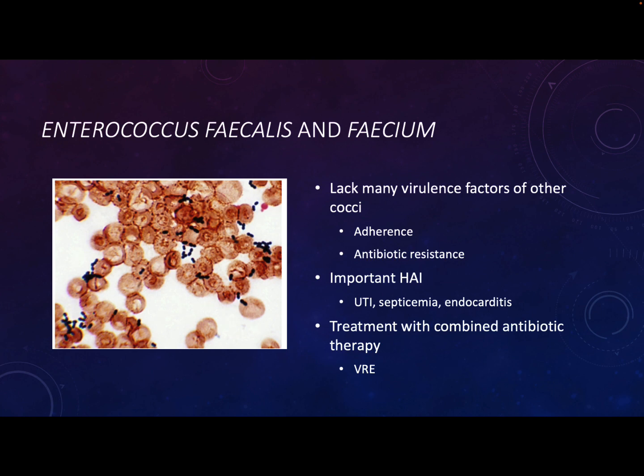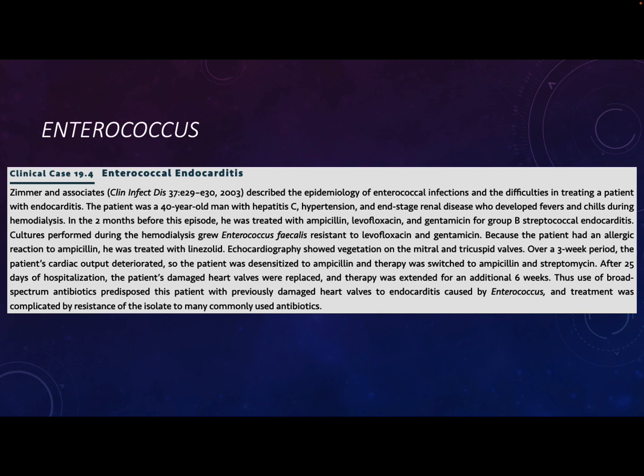And the reason that we often have to do combined antibiotic therapy is because of this thing here, VRE, vancomycin-resistant Enterococcus. Vancomycin is considered to be a pretty strong antibiotic, a pretty good cell wall inhibitor, and there are lots of Enterococcus strains that are resistant to that. So here's an enterococcal endocarditis case.